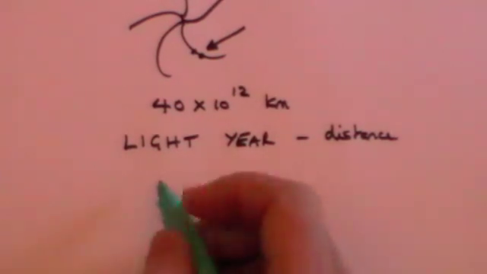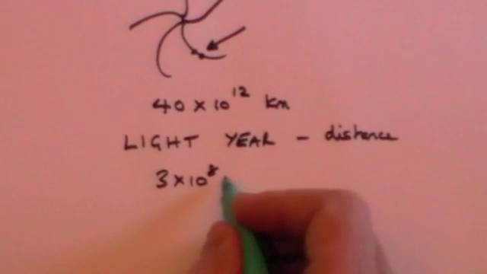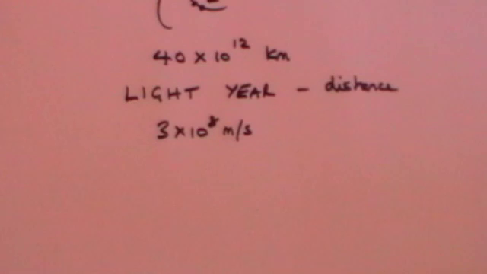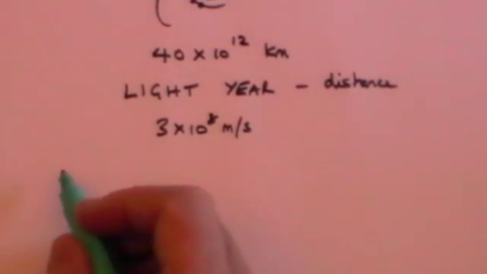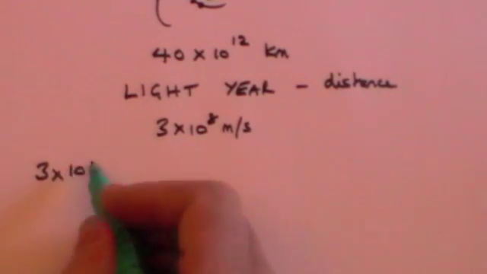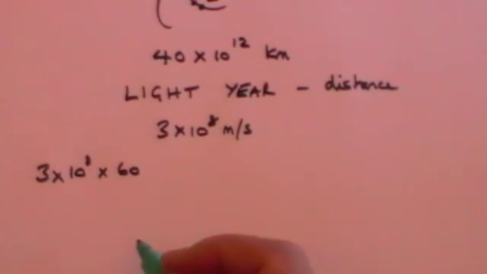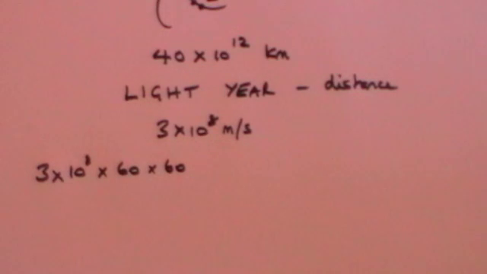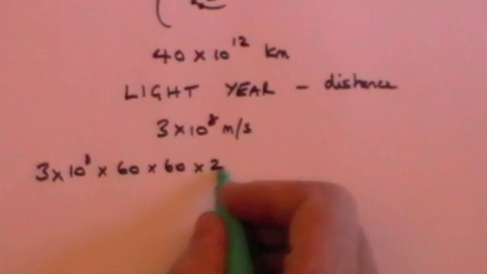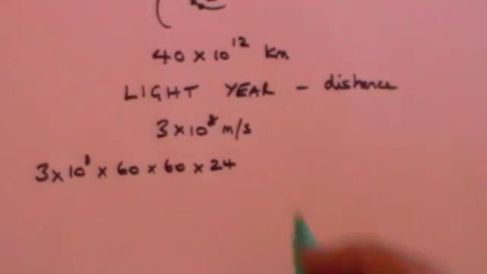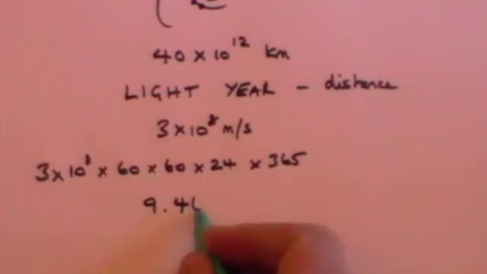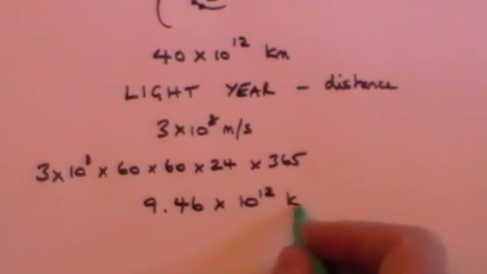So how much is that? Well, we know that light travels at 3 times 10 to the 8 metres per second. So if we want to know how far light travels in 1 year, we take the distance that it travels in 1 second, which is 3 times 10 to the 8 metres. We multiply that by 60 seconds, that gives us the distance it travels in 1 minute. We multiply by 60 again, that gives us the distance it travels in 1 hour. We multiply by 24, that gives us the distance it travels in 1 day. And we multiply by 365, and that gives us the distance it travels in 1 year. And that is 9.46 times 10 to the 12 kilometres.